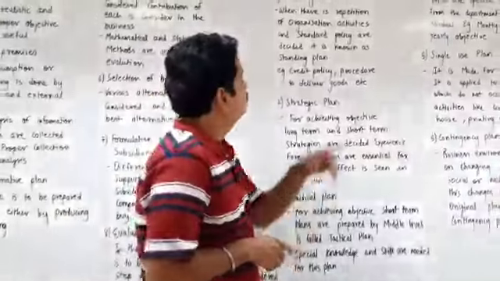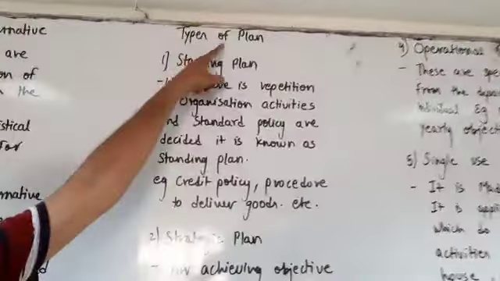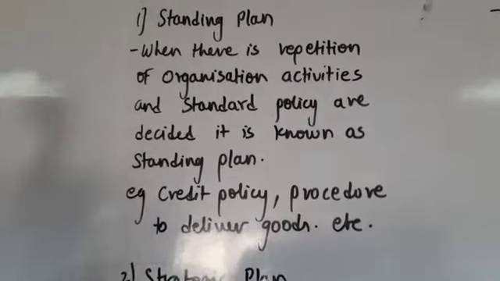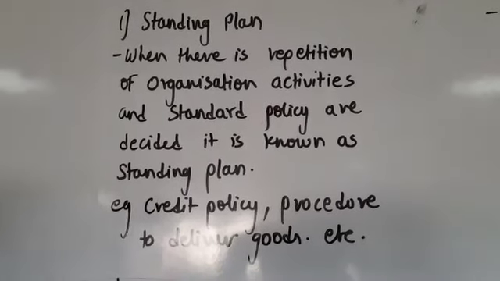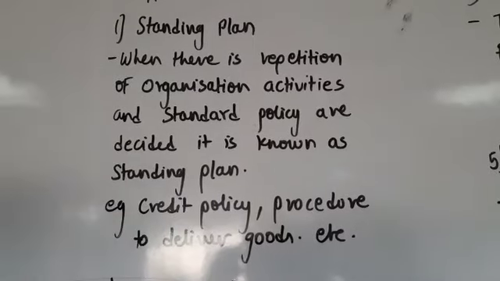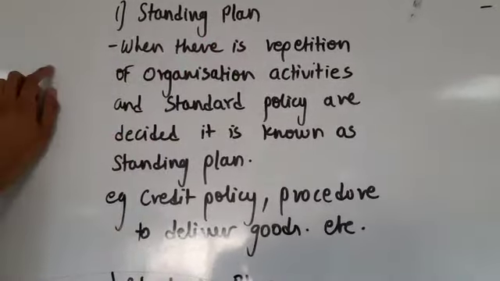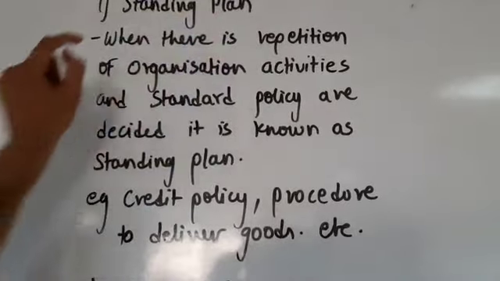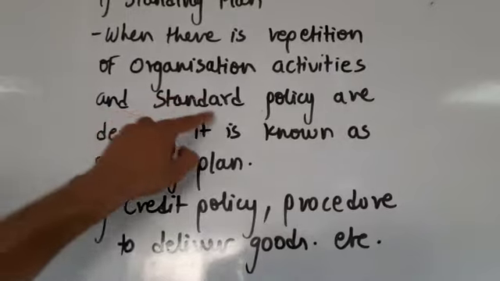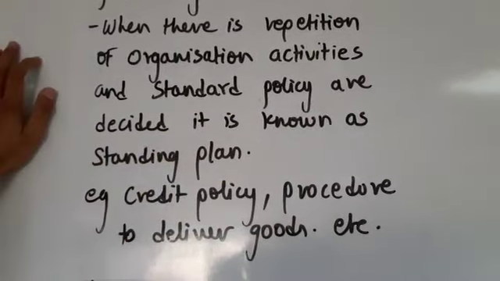Now let us learn the last topic of this chapter, that is types of plan. There are 6 types of plans which are used in the planning process. Let's start with the first, that is standing plan. When there is repetition of organizational activities and standard policies are decided, it is known as standing plan.